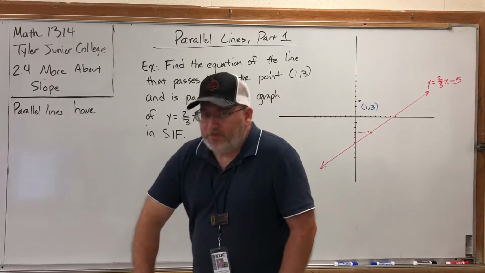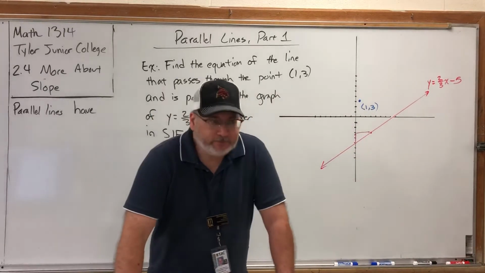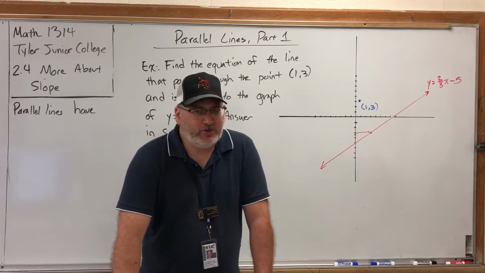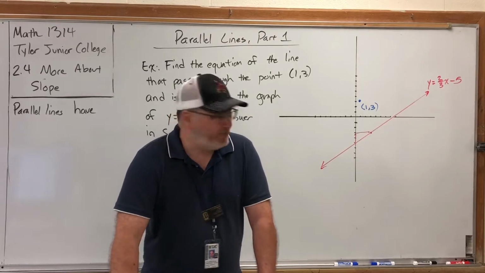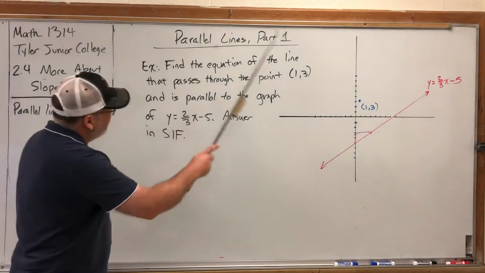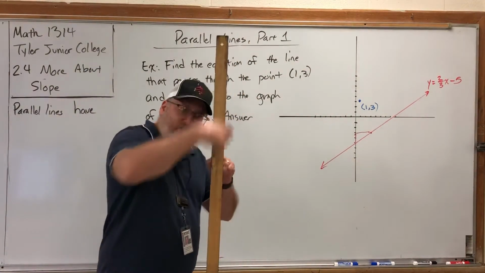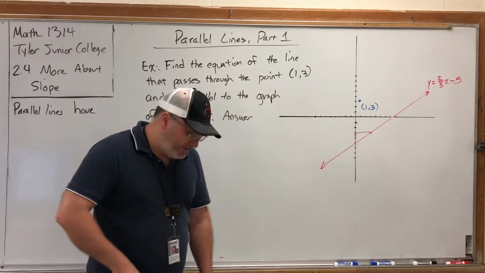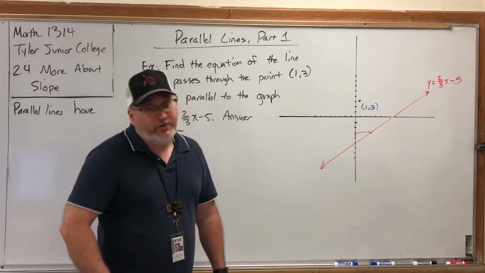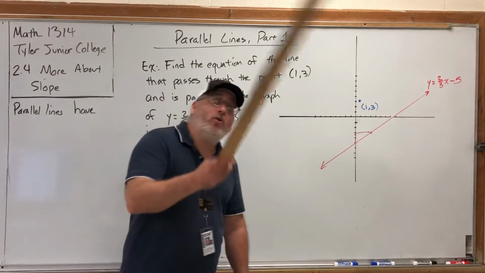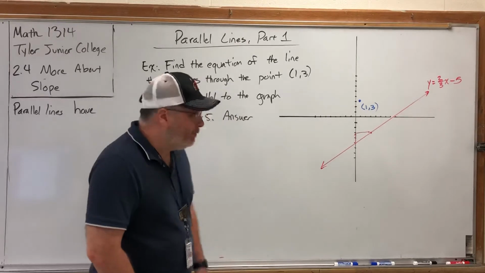Now, what does it mean for 2 lines to be parallel? Most people have an intuitive idea of what it means to be parallel. The top of this board is parallel to the bottom of the board. The 2 sides of this yardstick are parallel to each other. If you could look down and see the tiles on the floor, you'd see lots of parallel lines, or the lights up on the ceiling.